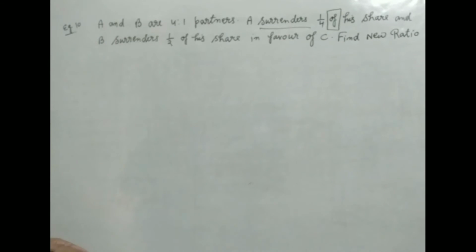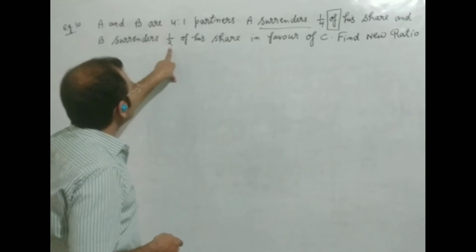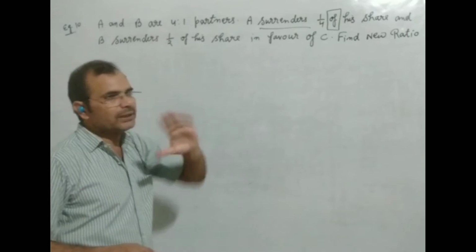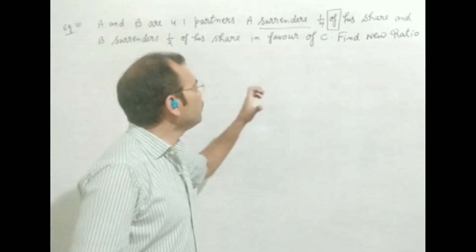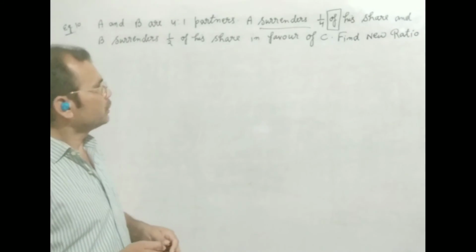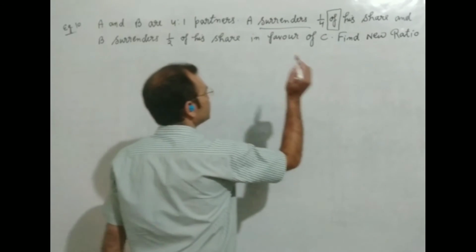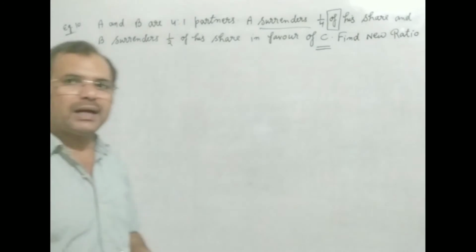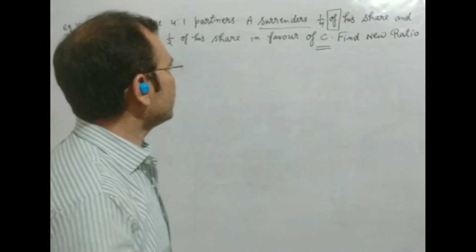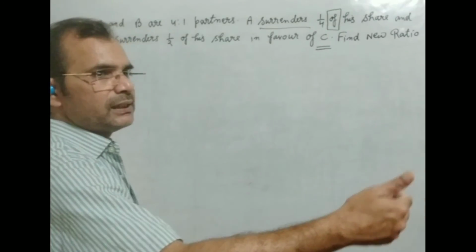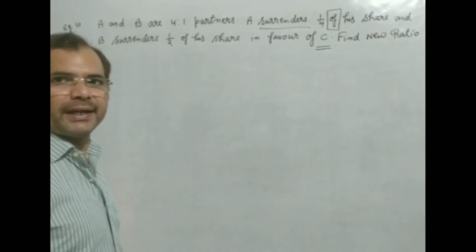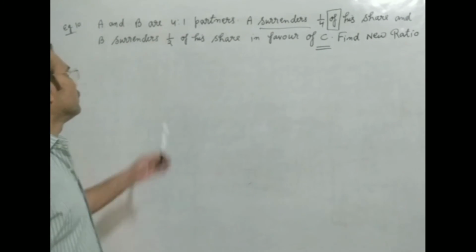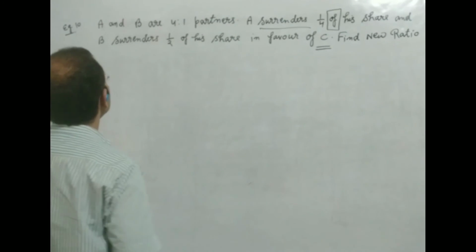And B surrenders 1/2 of his share. But you are seeing the new partner is not given. Students, the name of the new partner is given in the question, and this is C. Because A and B are sacrificing their share in favor of C. It means C is admitted. Okay? Find the new ratio. So let's see how we can solve this question.